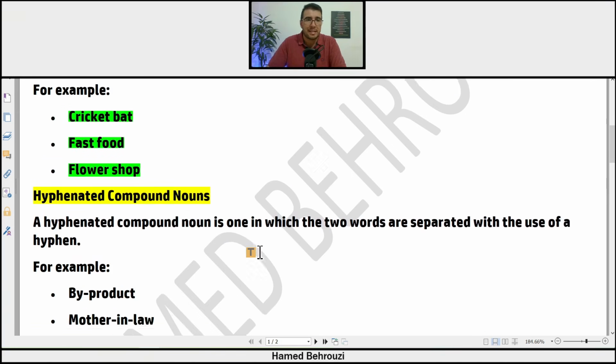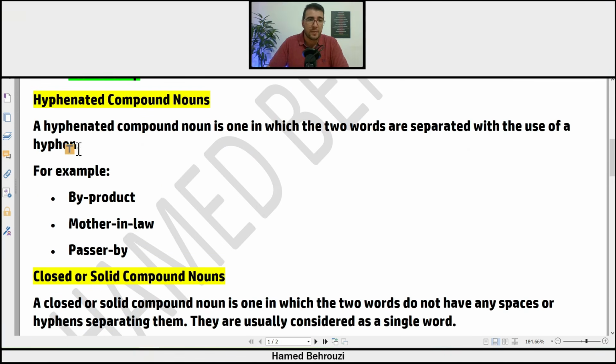Okay, the second type is hyphenated compound nouns. A hyphenated compound noun is one in which the two words are separated with the use of a hyphen. Okay, like what? Like byproduct, like mother-in-law, like passerby. You see, by itself is a preposition. Product is a noun. Byproduct in the real world mentions something.